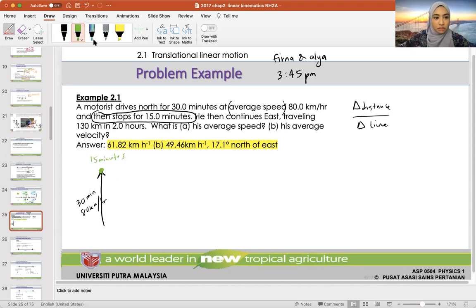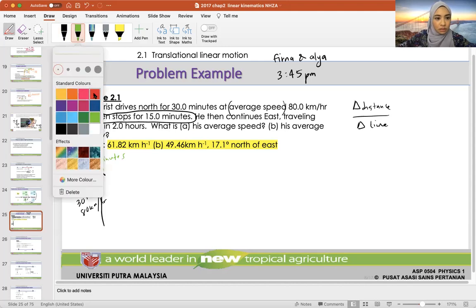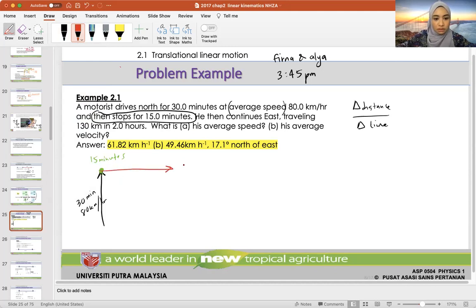And then continues east. This is east to the right. North is up, east is to the right. 130 kilometer. The duration of time is 2 hours. Okay, what is his average speed? Now, the equation for speed is actually total distance over total time. So what Firna did was take the speed only. She took only speed, she did not take distance, she did not take time.